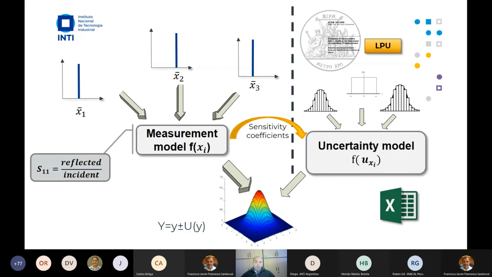The problem here is when your measurement model is quite complicated to calculate the partial derivatives in order to evaluate the sensitivity coefficients. Most times people create a new model, okay? Make simplifications only to be able to apply the law of propagation of uncertainty. So now you have a simplified model from a measurement model, which itself was a simplification of the physical process.